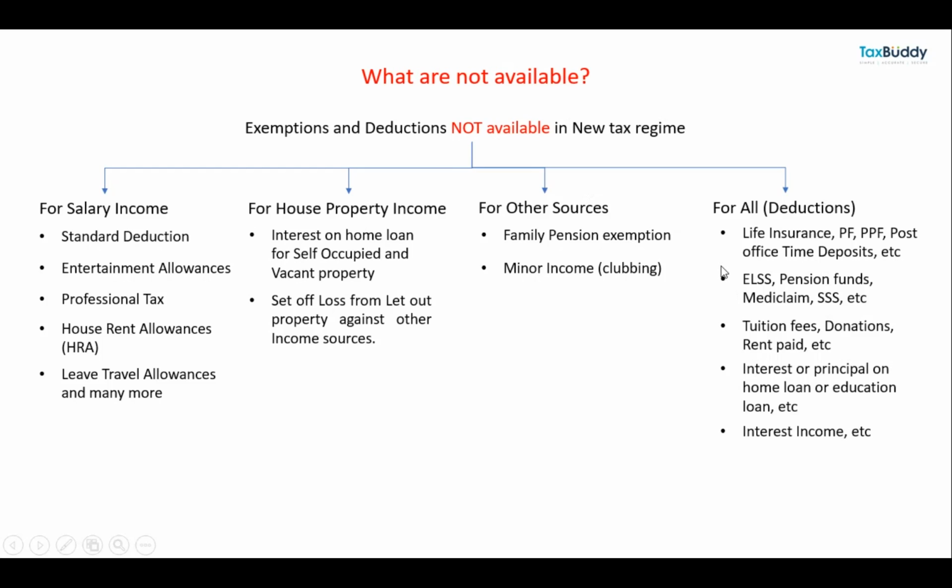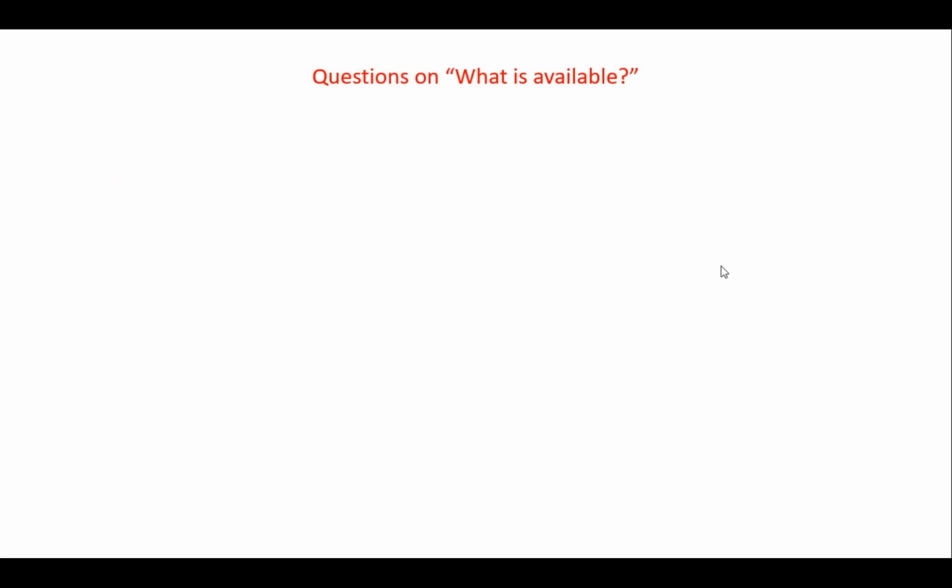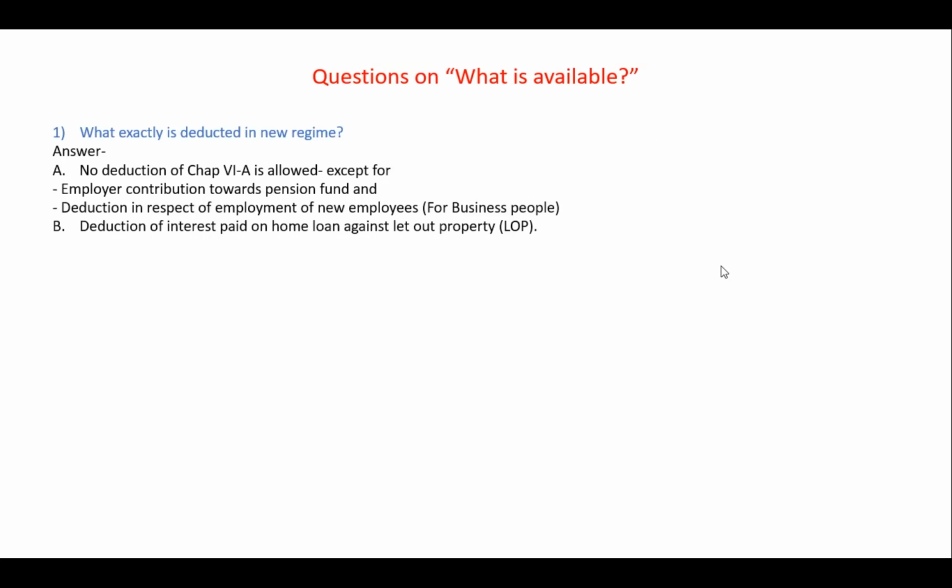Now you must be thinking, then what exactly is available? Let's check out what exactly is deducted in the new tax regime. No deduction of Chapter 6 is allowed except for two. First, employer's contribution towards pension fund. If your employer is contributing towards the pension fund, that contribution is eligible to claim as a deduction in the new tax regime too.